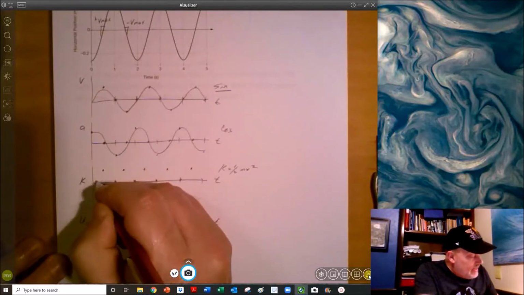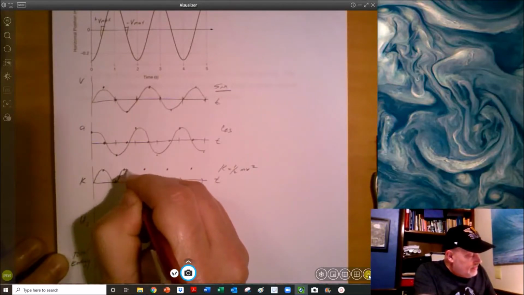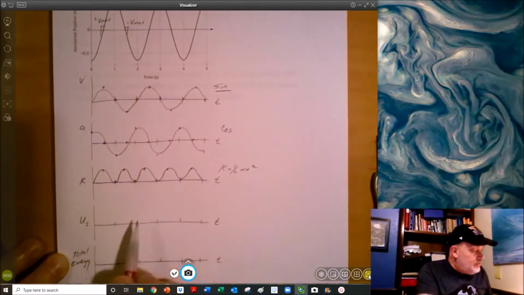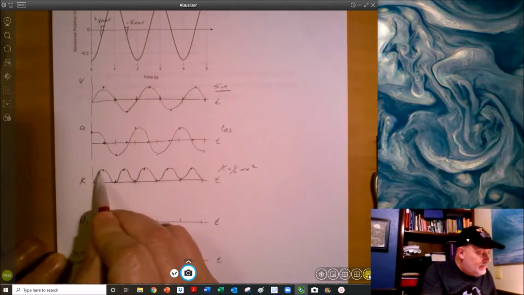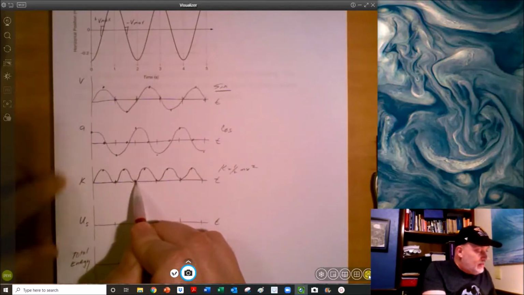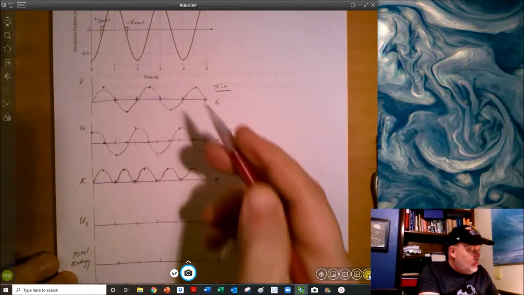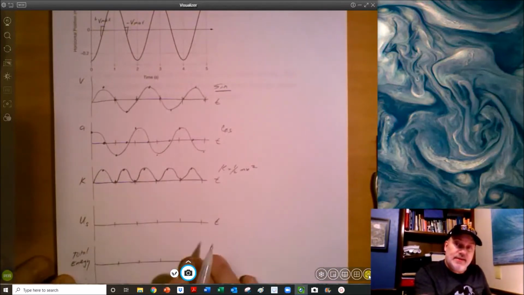So I'm going to get a curve that looks like this. I want you to notice it never goes negative. And I also want you to notice that this thing completes 2 cycles for every 1 cycle of the other. So it's like twice as fast oscillating kinetic energy.